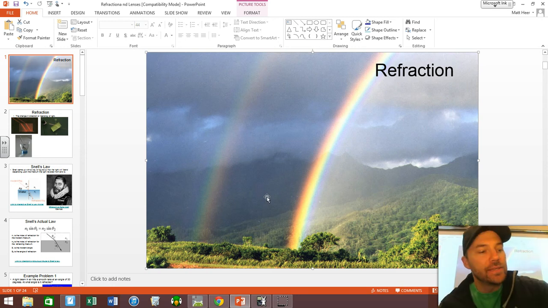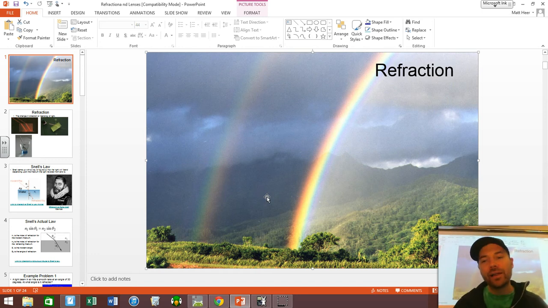Welcome to 18.1, which is entitled Refraction. We're going to learn what refraction is, how you calculate how far light refracts when it enters into a substance, and what's called total internal reflection. You see this picture of a rainbow here, which kind of represents all of those pieces.